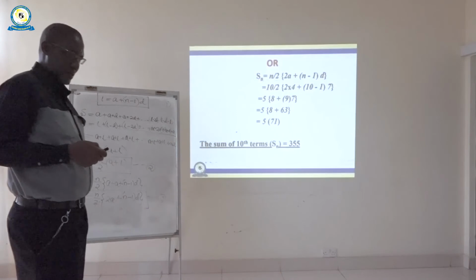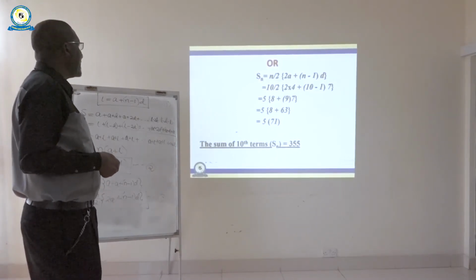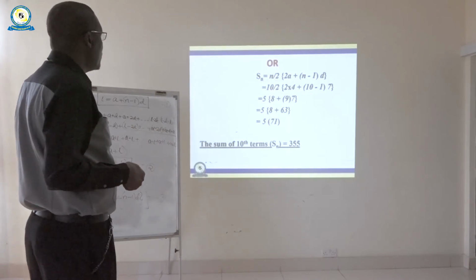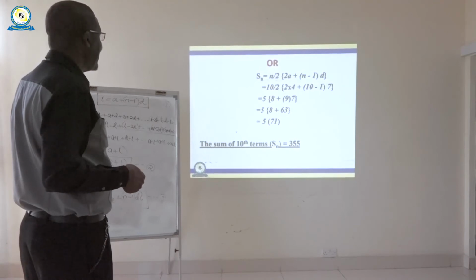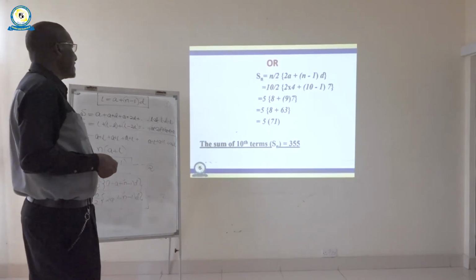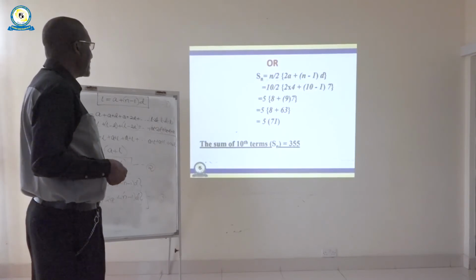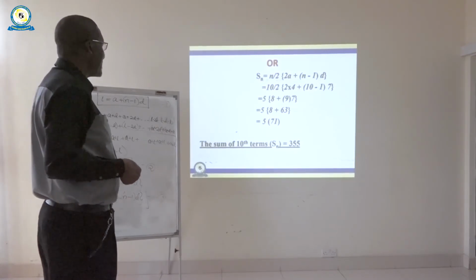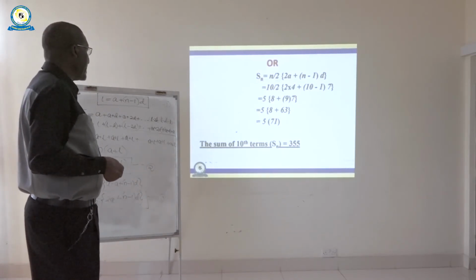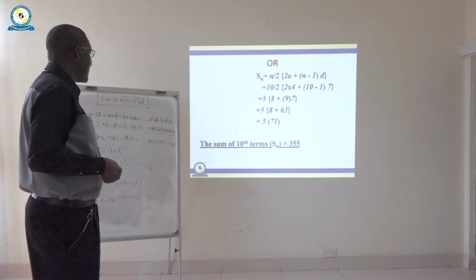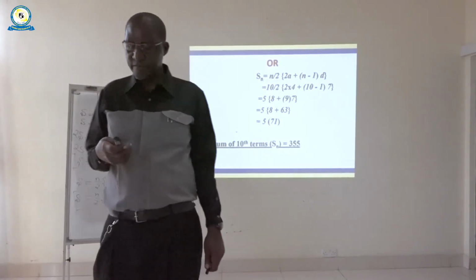Otherwise, alternatively, we can use the formula S equals N by 2 times (2A plus (N minus 1)D). We can say equals 10 divided by 2, times (2 times 4 plus (10 minus 1) times 7). Here we have 8 plus 63. 63 plus 8 we get 71, times 5, we get the same 355.